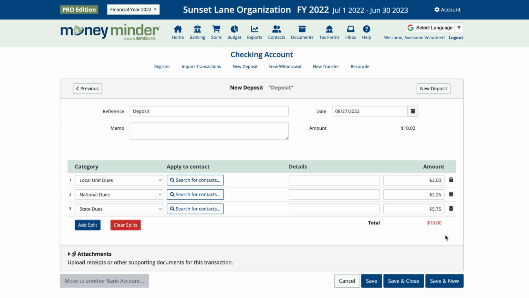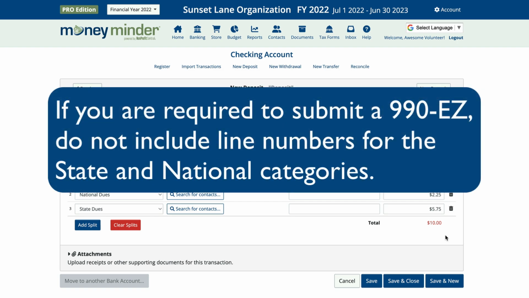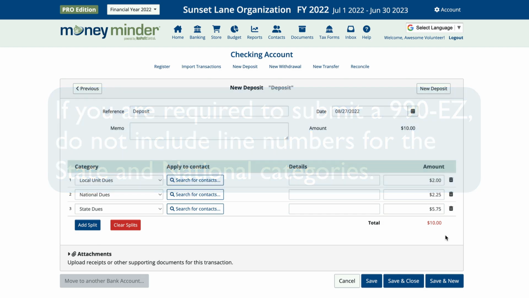Here's an important note. If you are required to submit a 990EZ to the IRS, you would not include line numbers for the state and national categories. That way, it won't show up in your totals for income and expenses. Otherwise, you and your state and national chapters would be reporting the same information to the IRS.